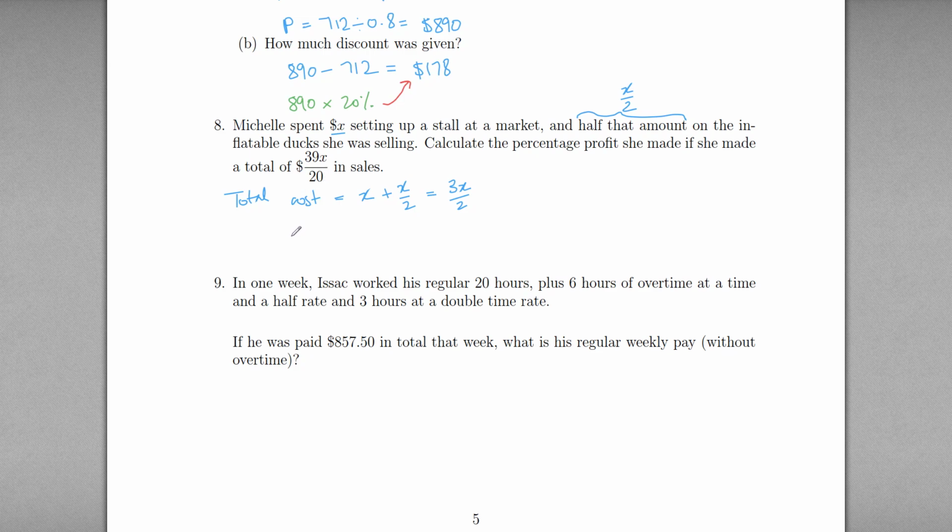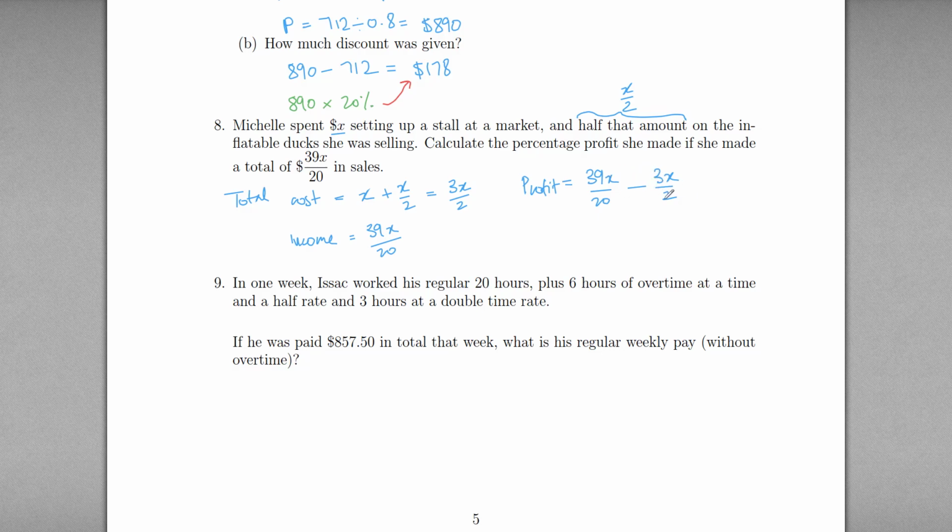So her income is 39x over 20, which means her profit is how much extra she made after counting that cost. Alright, so that means the profit will be that income she made but subtracting the cost. Okay, and so it's a bit of a fraction addition now. Hopefully you still remember how to do a fraction addition.